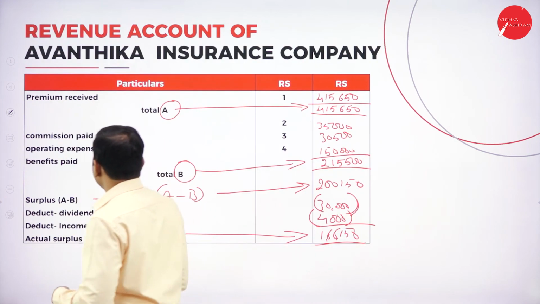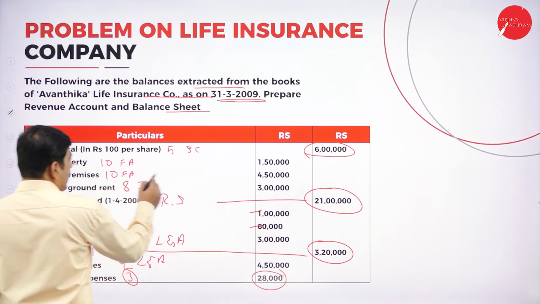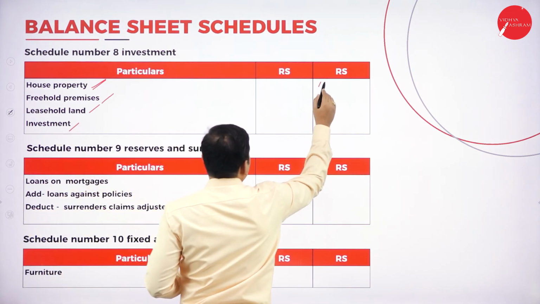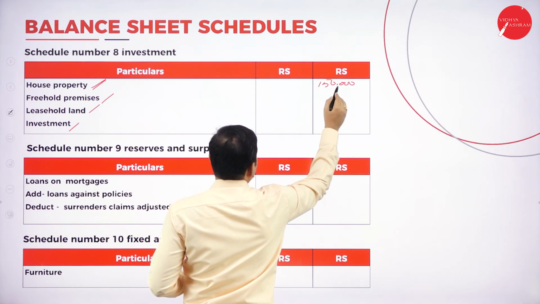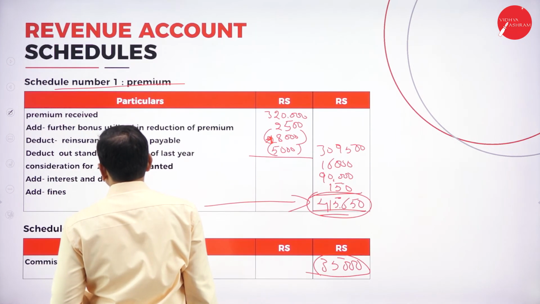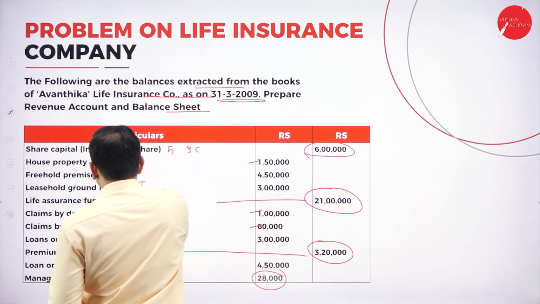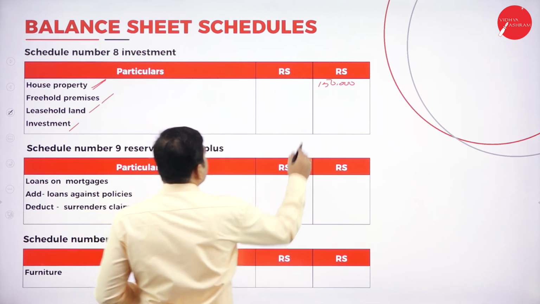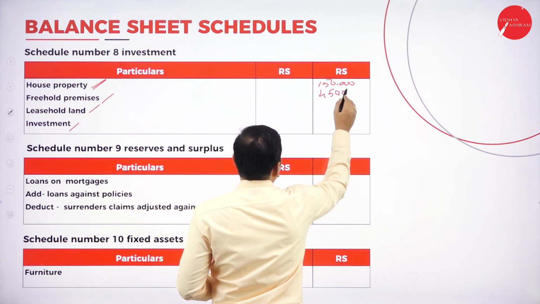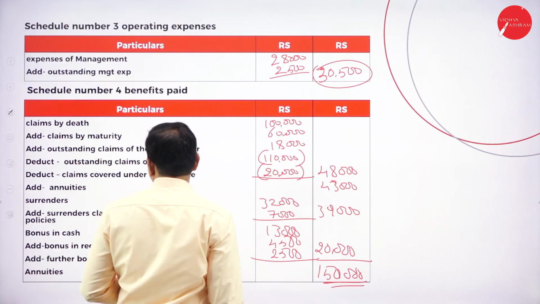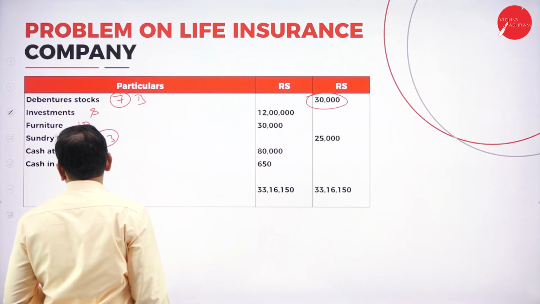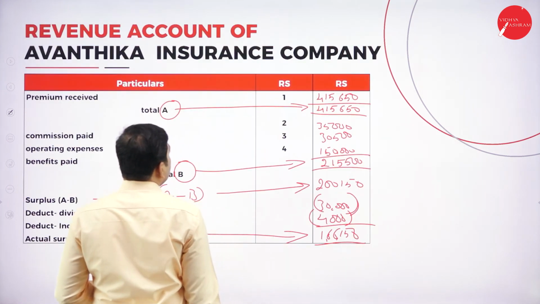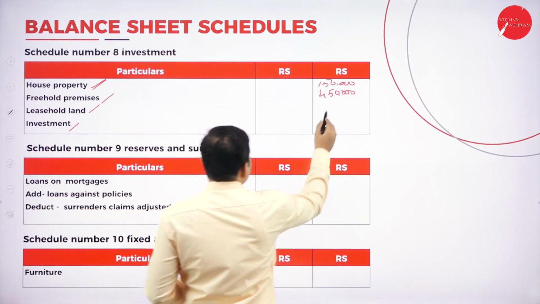Okay, what is the house property here? Let's see. So house property is 1,50,000. Again, coming to freehold premises. So freehold premises is 4,50,000. Again, coming to leasehold land. What is the amount of leasehold land? Leasehold land is 3 lakh.